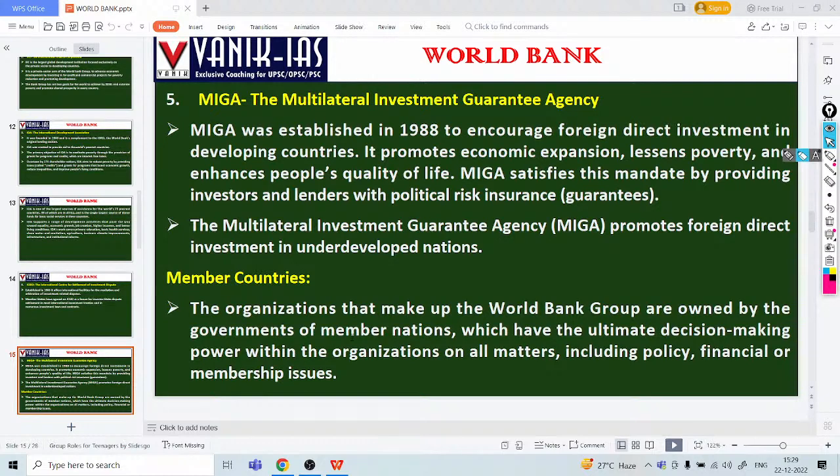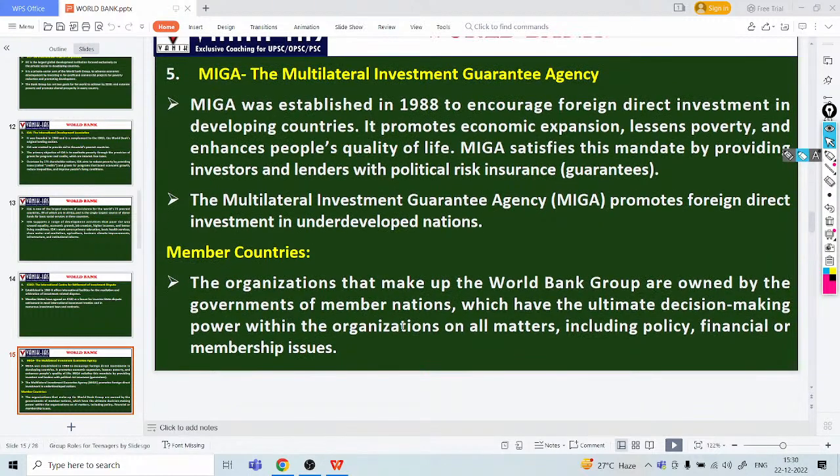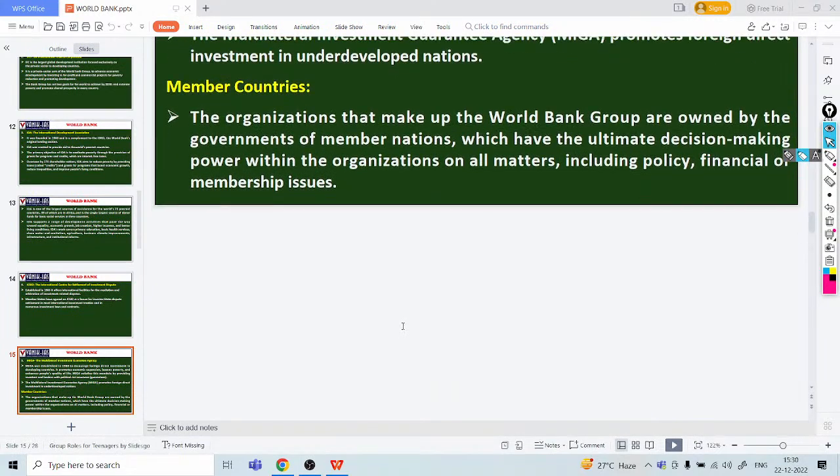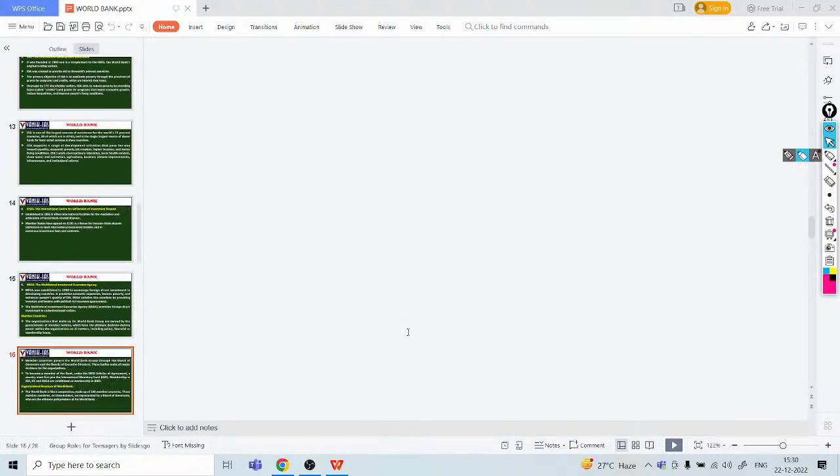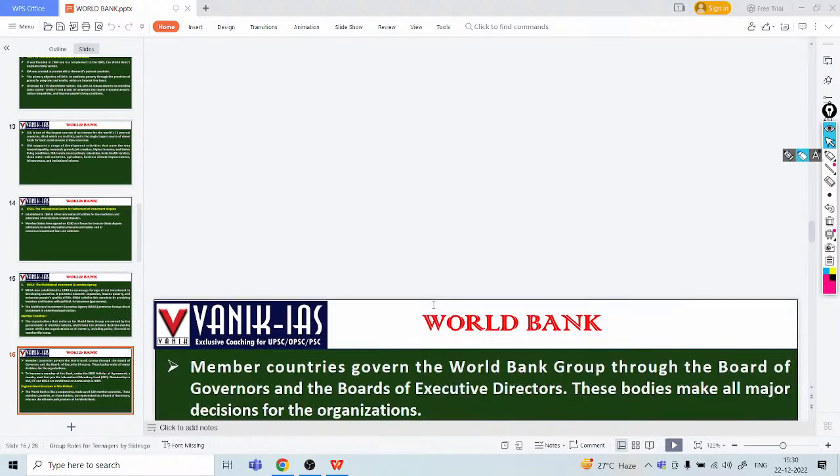Okay, so the organizations that make up the World Bank Group are owned by the governments of member nations, which have the ultimate decision-making power within the organization on all matters, including policy, financial, and membership issues. So the governments of the member countries meet regularly. When the World Bank meeting is held, the finance minister of each member country attends it. They take decisions regarding policy matters, financial issues and other things.